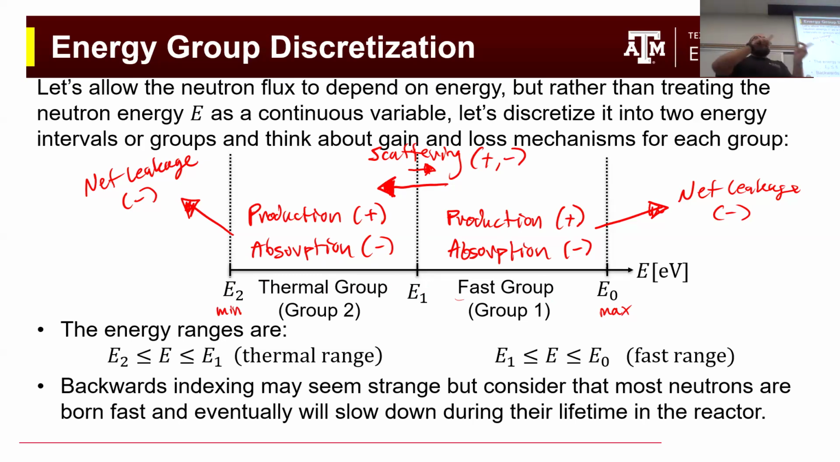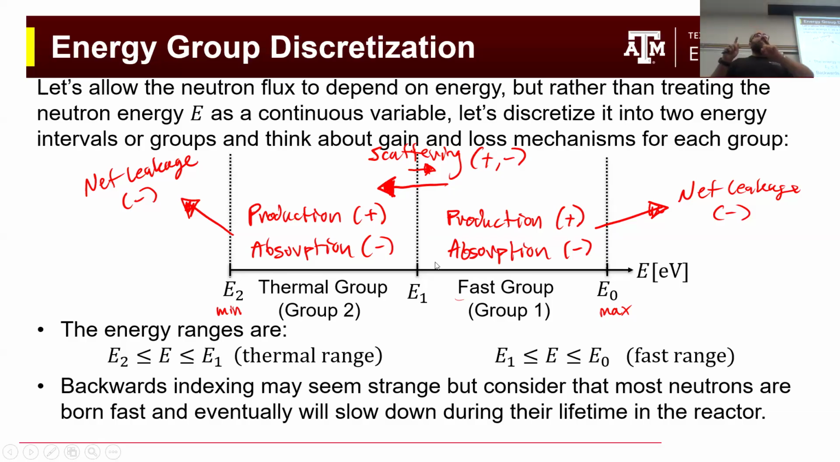The reason that we use backwards indexing, that the smaller index corresponds to larger energies, is because that's where my neutrons are born. My neutrons are most likely to be born at higher energies, so lower indexes. And then as the neutron goes through its life in the reactor and slows down, those lower energies correspond to higher indexes. And so this is the framework that we want to use to think about what our gain and loss mechanisms are.